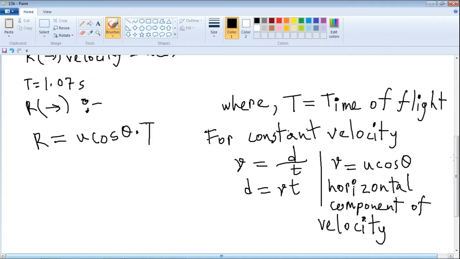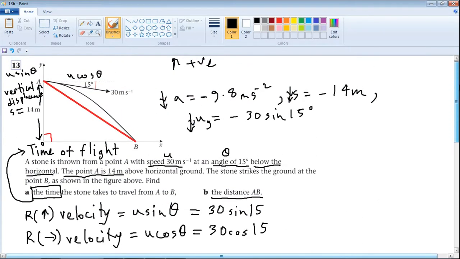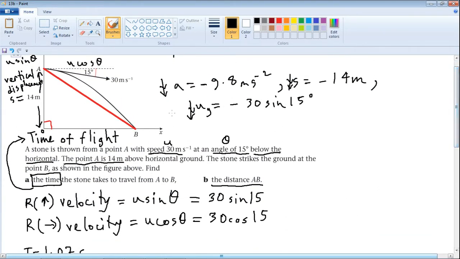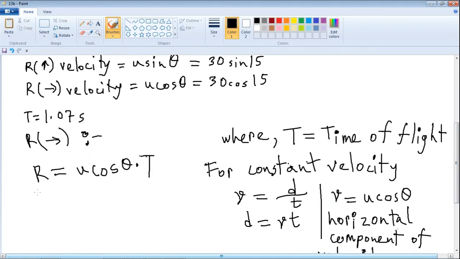Now let us substitute the values. R, here R is OB, this is O, and this is B. So this is the range, OB is the range. So R is equal to OB.